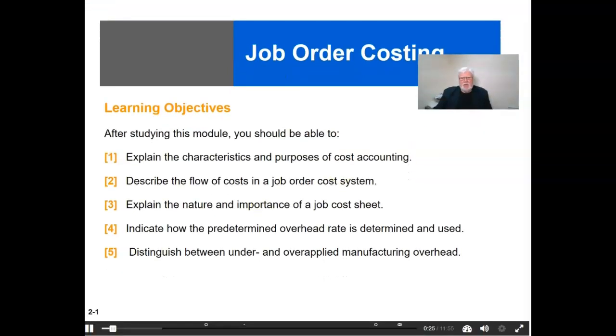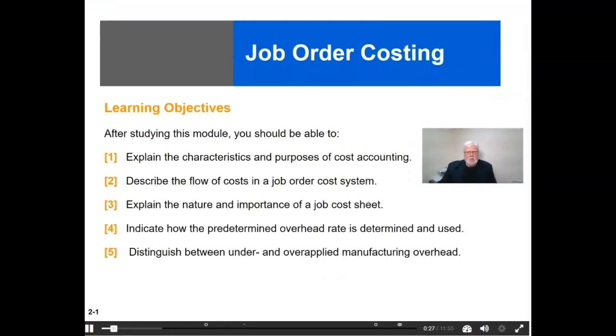To begin with, in this module, after studying it, we want to explain the purpose of cost accounting and describe how a job order costing system flows the costs through the accounting system. We're going to look at how we maintain a job costing system. And then we're going to look at the problems of predetermined overhead and how we apply that to the products we produce.